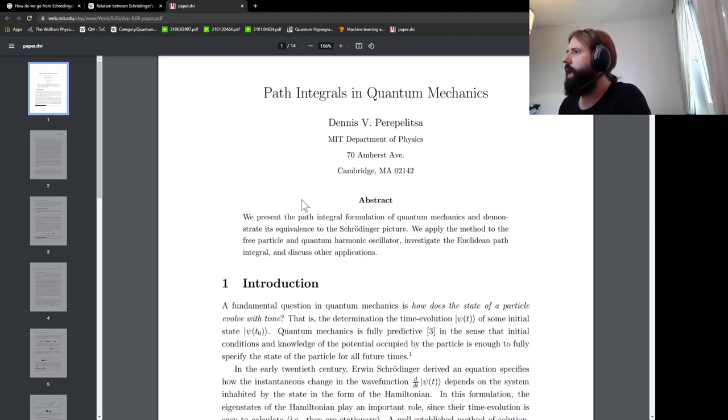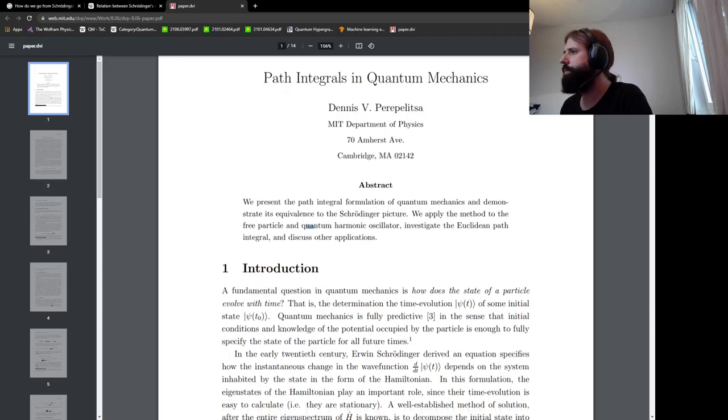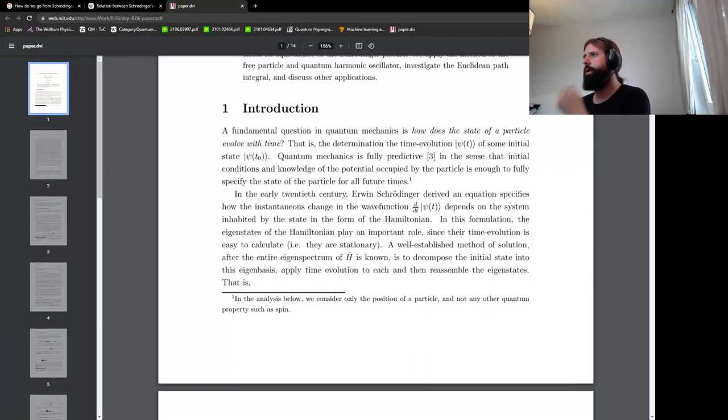Path integrals in quantum mechanics. We present the path integral formulation of quantum mechanics and demonstrate its equivalence to the Schrödinger picture. We apply the method to the free particle and quantum harmonic oscillator, investigate the Euclidean path integral, and discuss other applications. So a fundamental question in quantum mechanics is: how does the state of a particle evolve with time? That is, the determination of the time evolution of some initial state. Quantum mechanics is fully predictive in the sense that initial conditions and knowledge of the potential occupied by the particle are enough to fully specify the state of the particle at all future times.